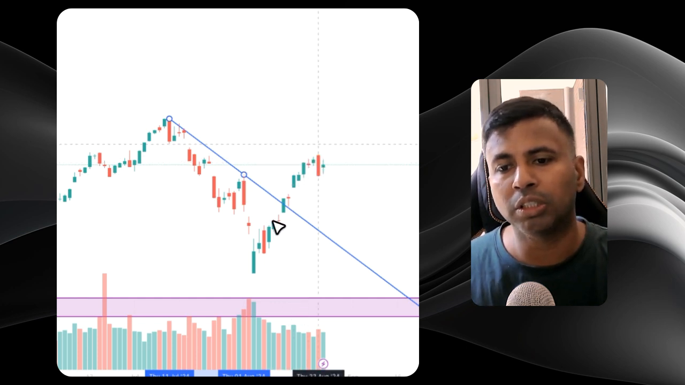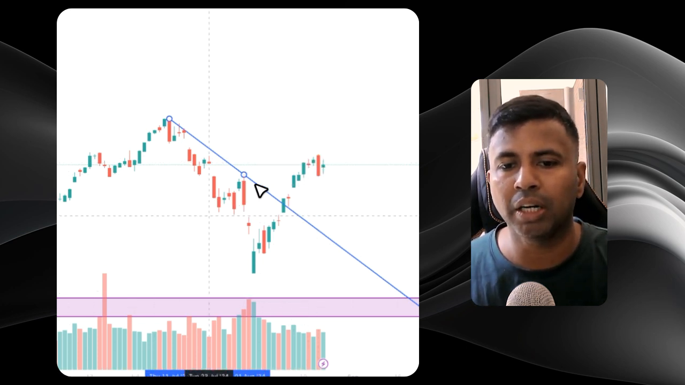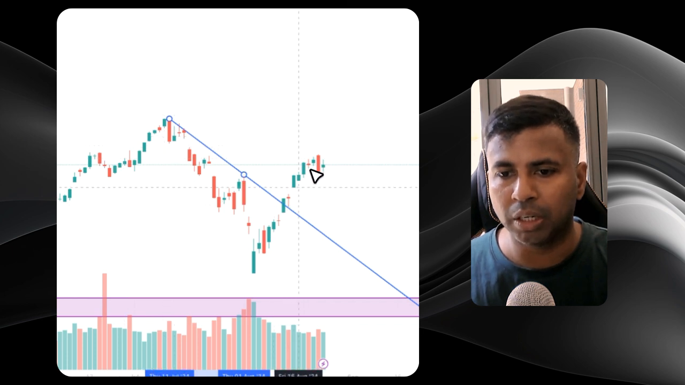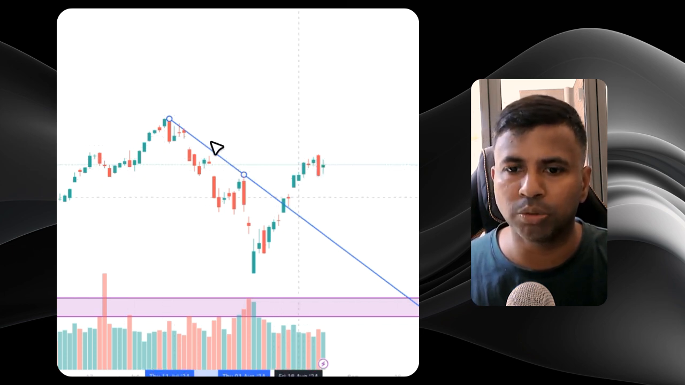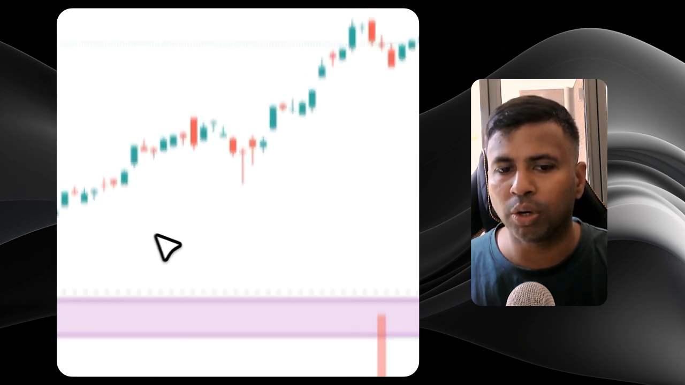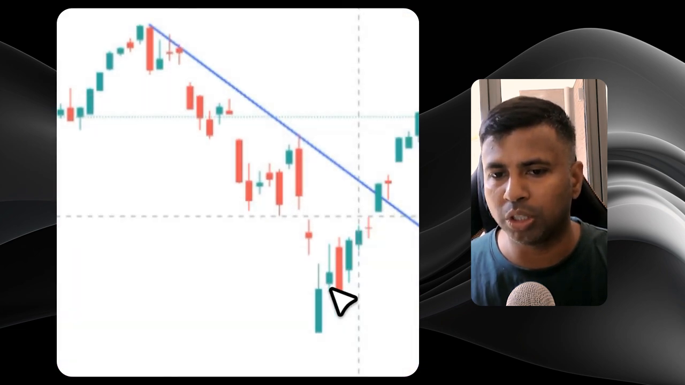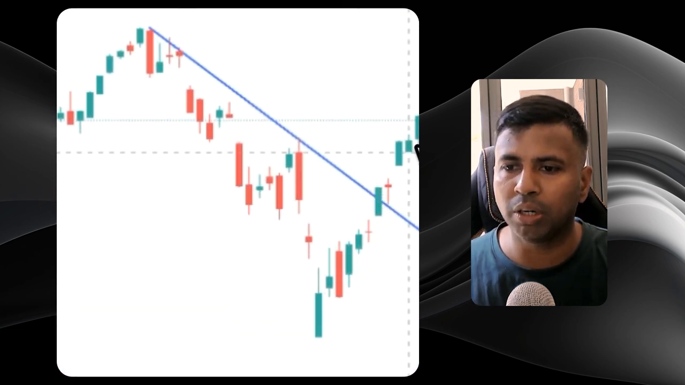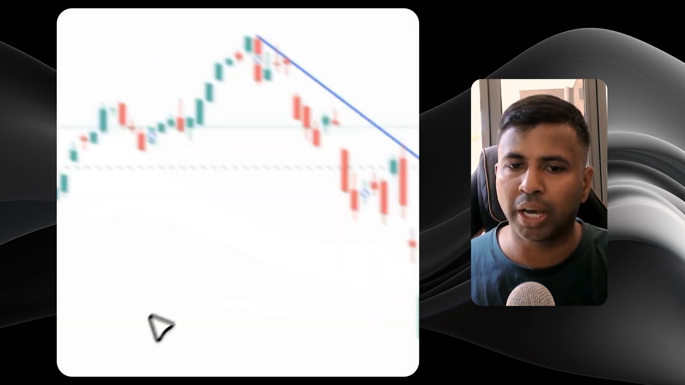And we can see here that once this line was broken, we had a significant move as well, which is reconfirming the fact that the trend line broke and there was a positive sentiment, because the overall trend has been bullish, like you can see here. And this is a very short term trend, and when this trend line was broken, we saw some strong action.